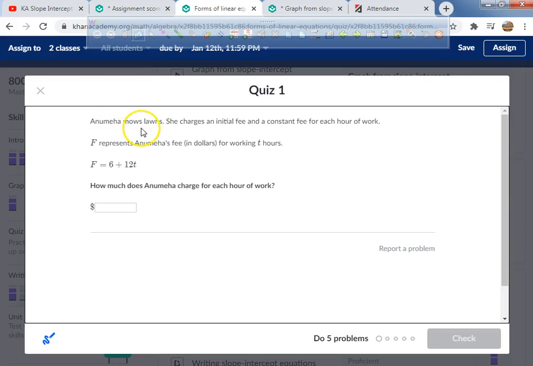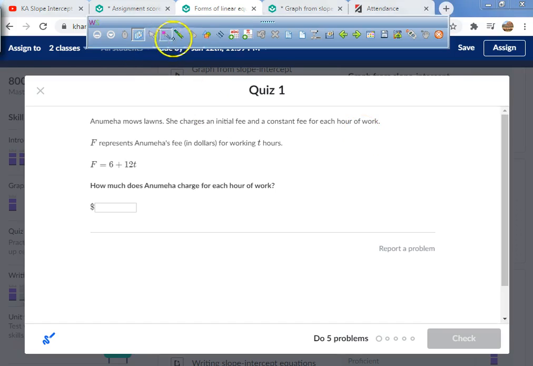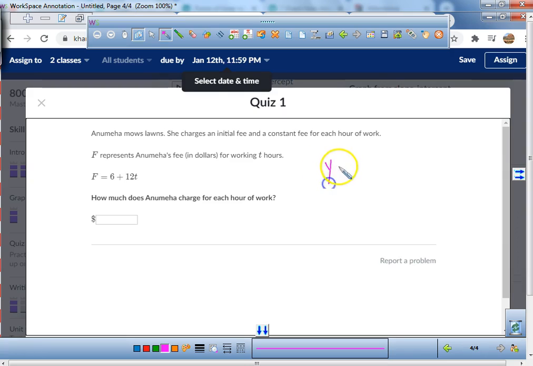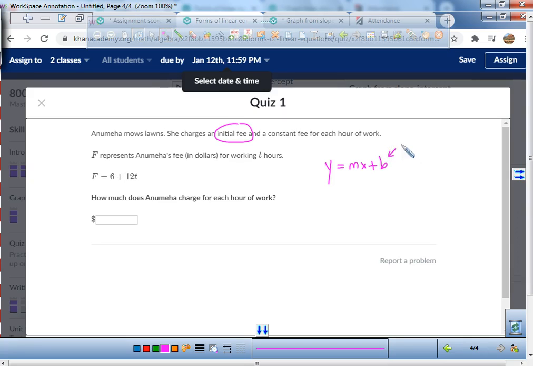Anumaha mows lawns. She charges an initial fee and a constant fee for each hour of work. Well, when you guys are doing word problems, you got to know if it's about linear functions, it's in slope-intercept form. y equals mx plus b. Now, what is the initial fee always going to be? It's always going to be the y-intercept at the end. That's the initial fee.